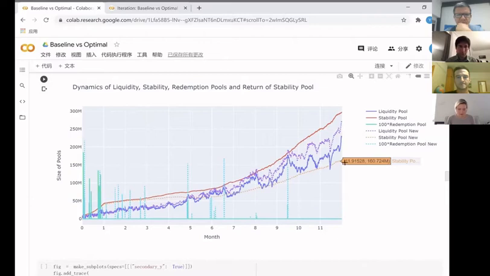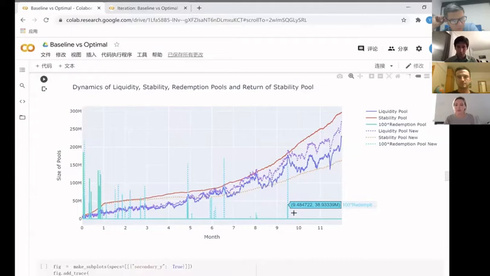Because this is lower, more LUSD token flows to the liquidity pool. That explains why the liquidity pool is larger, but the stability pool is lower. We also have redemption. Redemption is much smaller, so we multiply it by 100. You see, in the baseline approach, we barely have any redemption. It's not visible. And in the alternative approach, we have more redemptions.